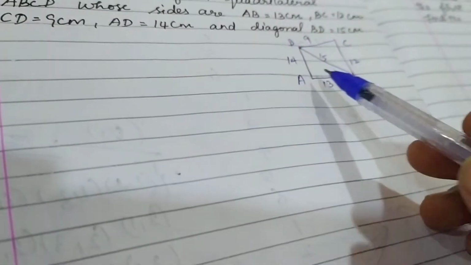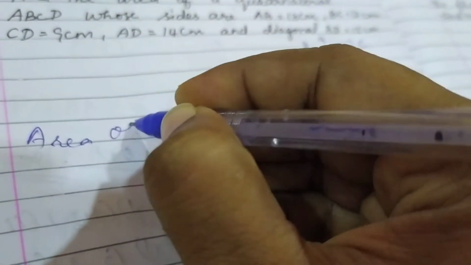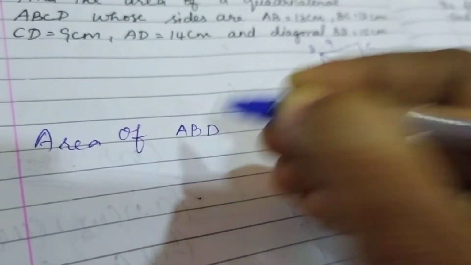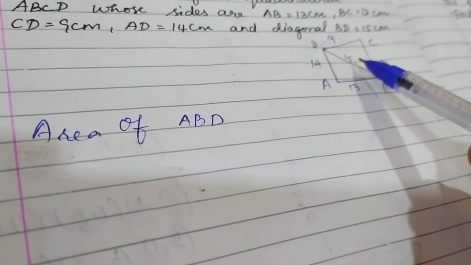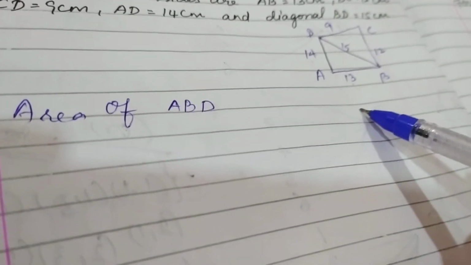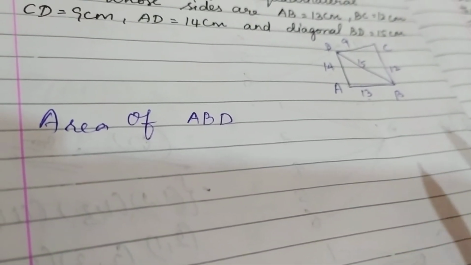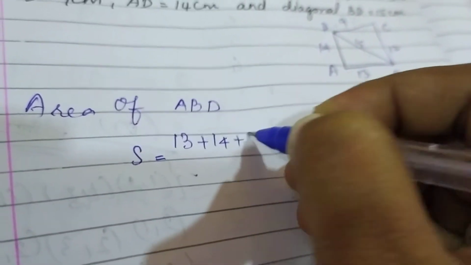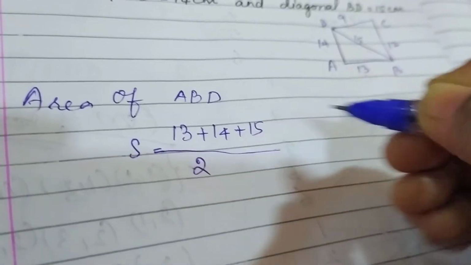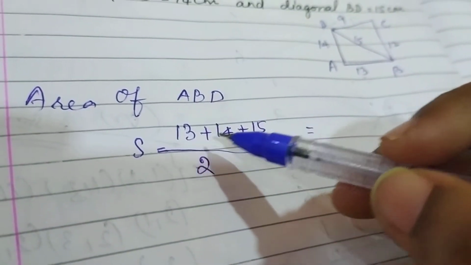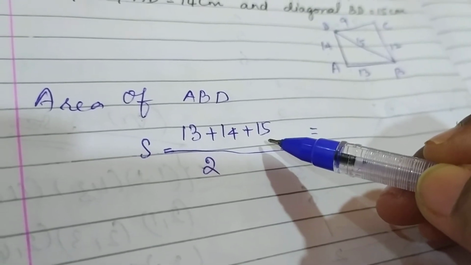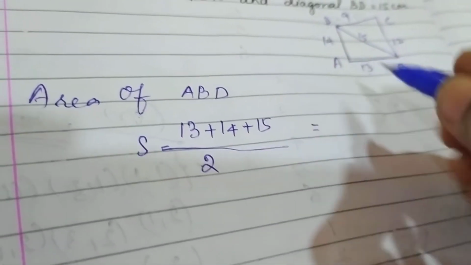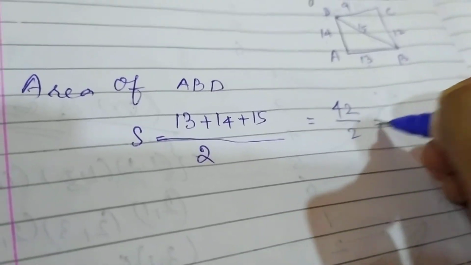First, the triangle area of ABD. The three sides 13, 14, 15 are not equal, so the formula is: area is equal to root of S into S minus A, S minus B, S minus C. First we want to find S. S is equal to 13 plus 14 plus 15 by 2. 13 plus 14 is 27, 27 plus 15 is 42, and 42 by 2 is 21.